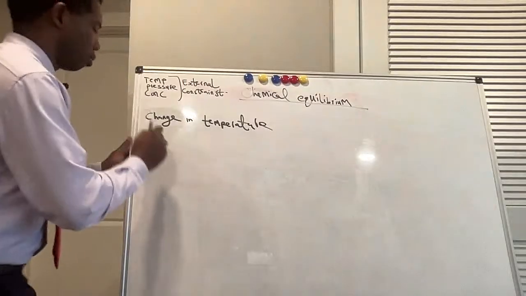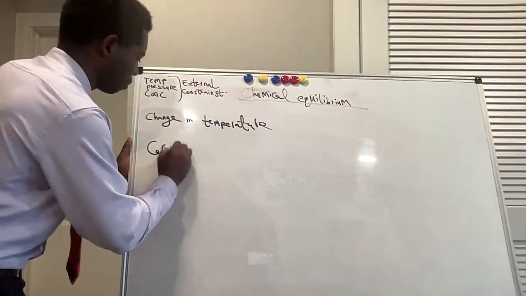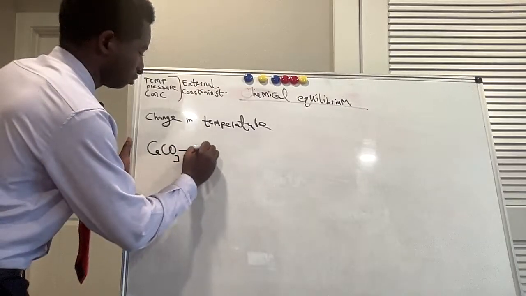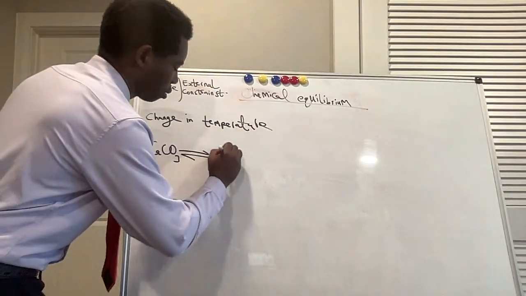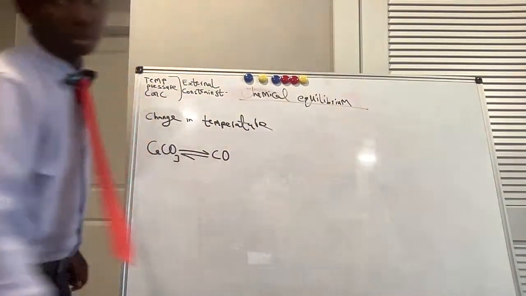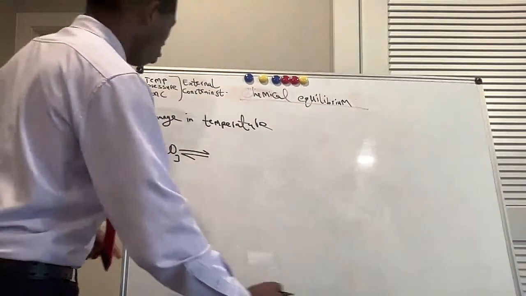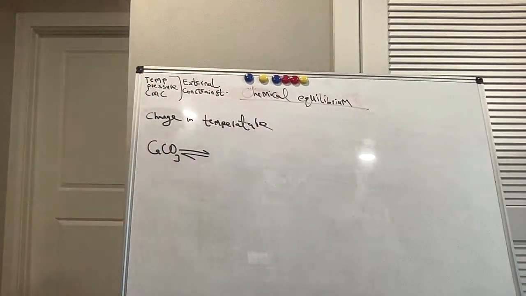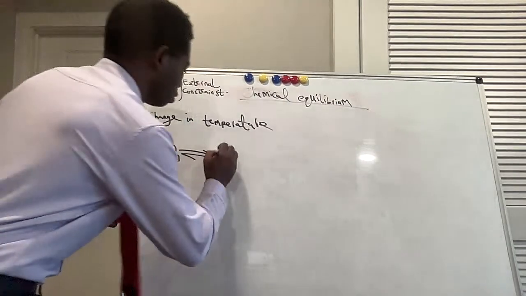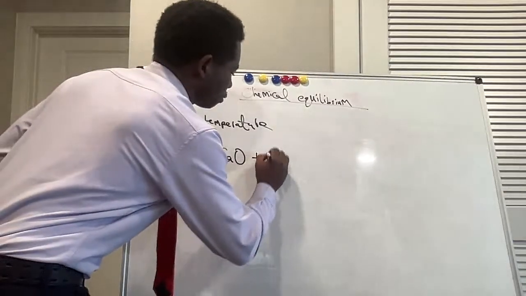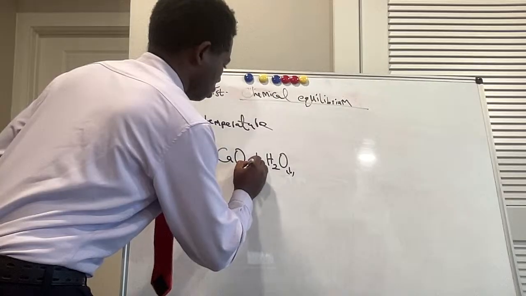So let's look at this together. Let's look at a compound like calcium carbonate. When you decompose calcium carbonate, it's going to give us calcium oxide and what? Carbon dioxide. Liquid, solid.